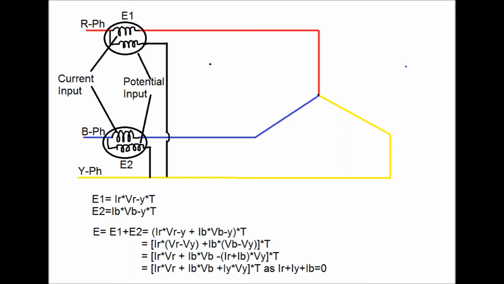Now for 3-phase balanced load, the sum of the 3 phase currents equals 0, that is IR plus IY plus IB equals 0, that is IR plus IB equals minus IY. Now if you replace IR plus IB with minus IY, that comes to (IR into VR plus IB into VB plus IY into VY) into T, that is, the energy in all individual phases is measured.